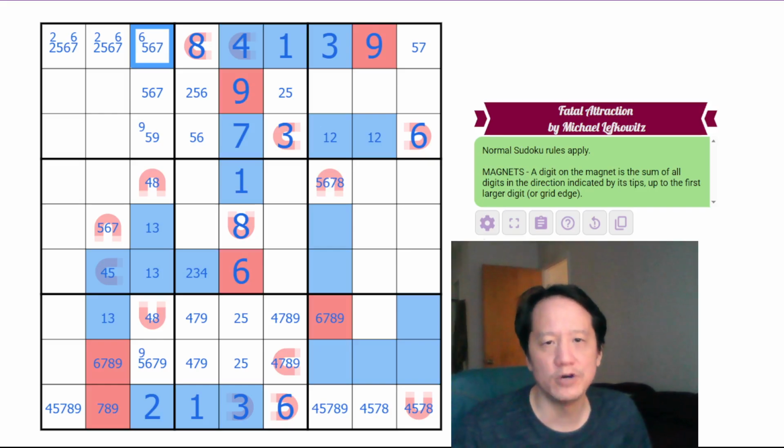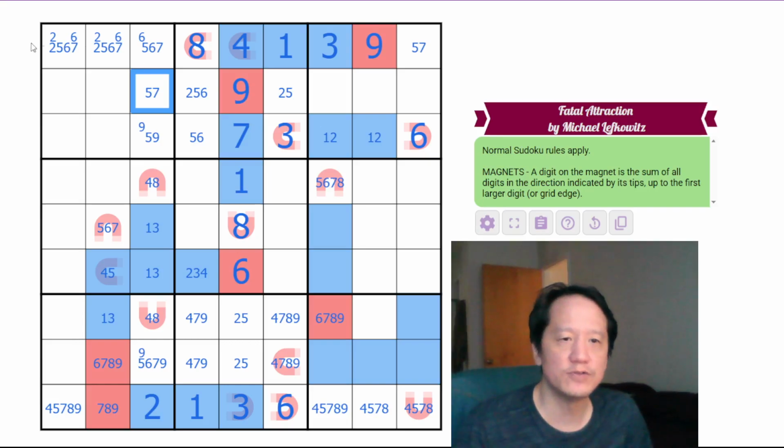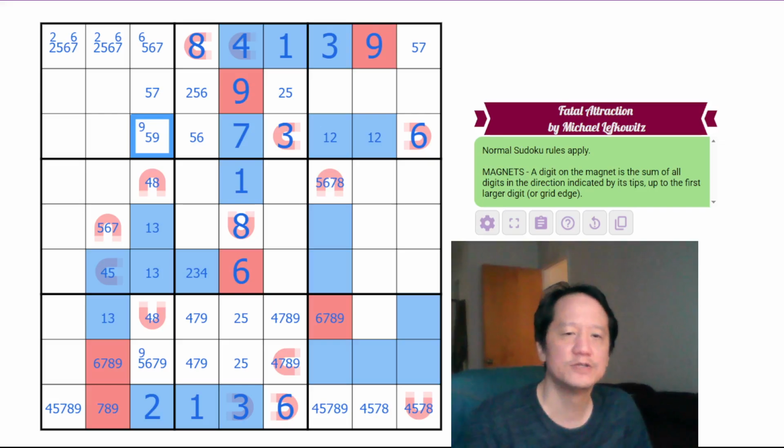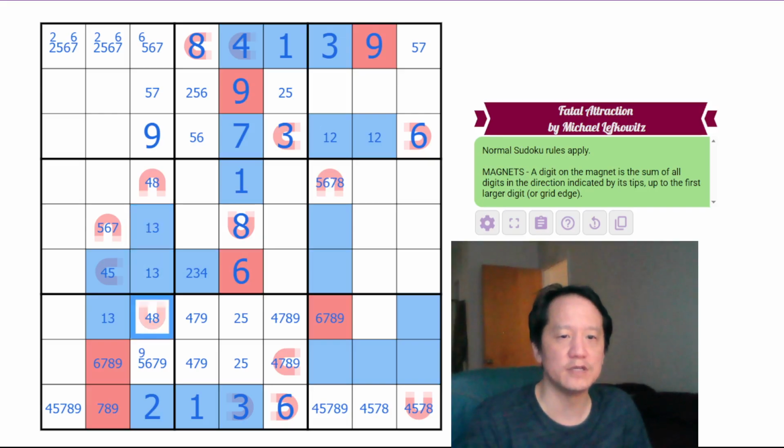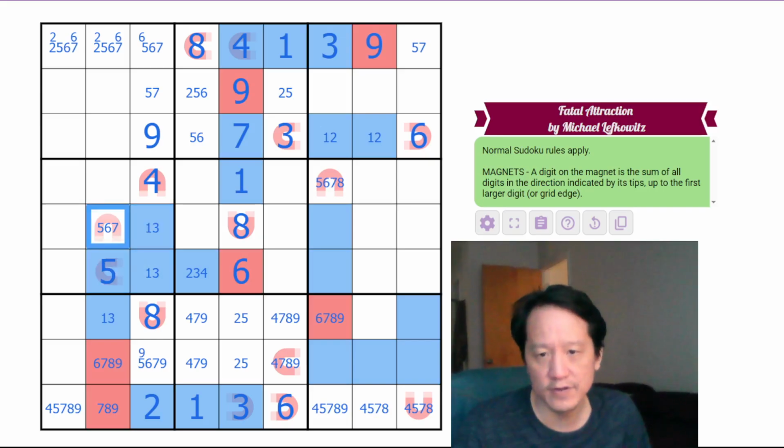In row 1, this has to be 2, 5, 6, 7, with 6 being one of these three. This can't be 6. We have a 2, 5, 6, 7 quadruplet in box 1, which eliminates 2, 5, 6, 7 in the rest of the box. This can't be 5, so this is 9, which means the 8 has to be on the other magnet, so it has to be 4 here. This can't be 4, it's 5.